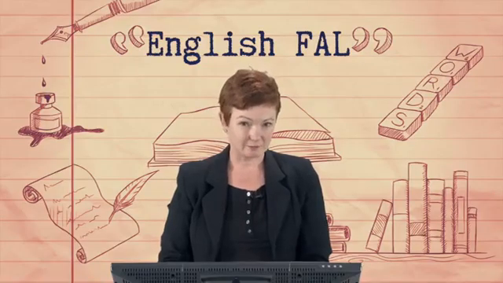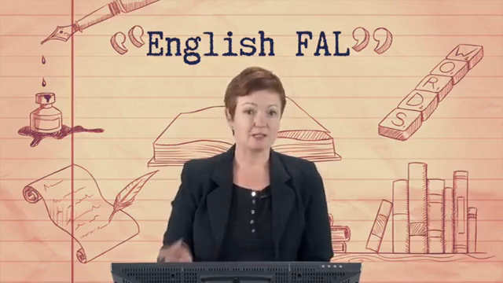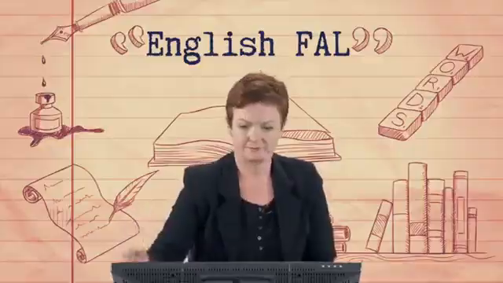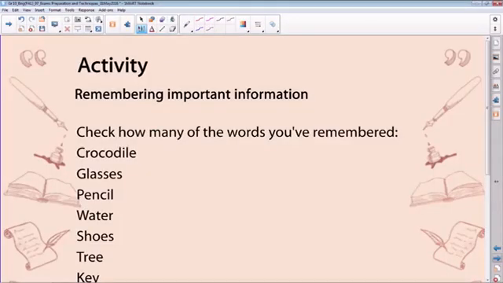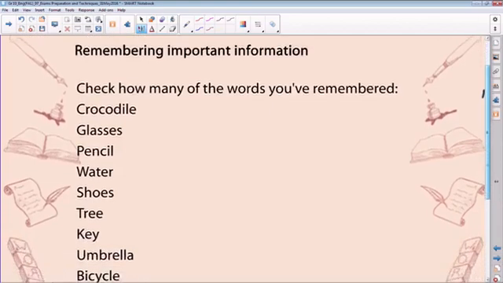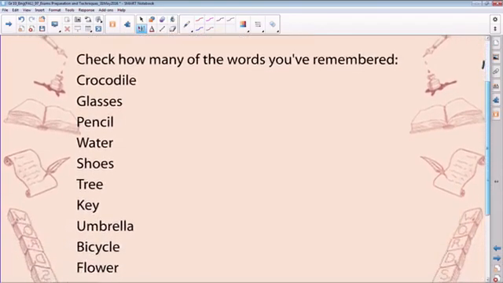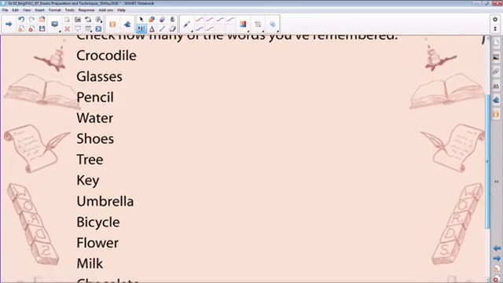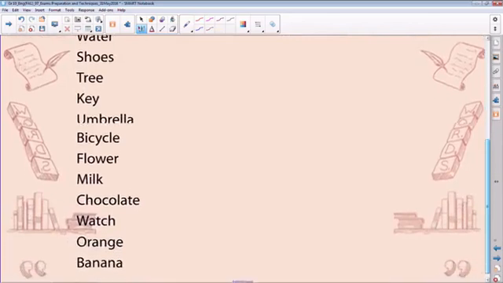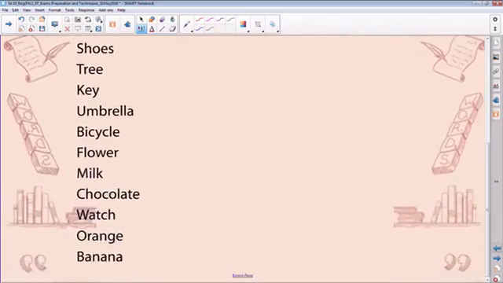All right, how did that go? How many words did you remember? Let's re-look at that list. We have crocodile, glasses, pencil, water, shoes, tree, key, umbrella, bicycle, flower, milk, chocolate, watch, orange, and banana. Okay, so 15 words. Work out, did you remember 3, 10, 15?